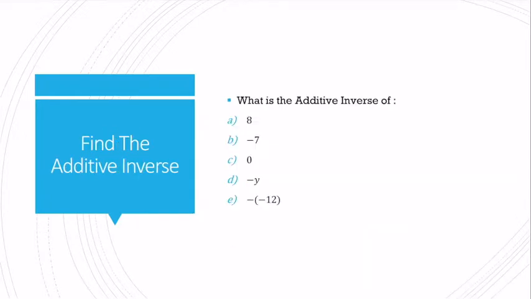So the additive inverse of 8, what do I add to 8 to get to 0? I would add negative 8. What do I add to negative 7 to get to 0? I would add 7. So the additive inverse of 8 is negative 8. The additive inverse of negative 7 is 7. 0 doesn't have an additive inverse.